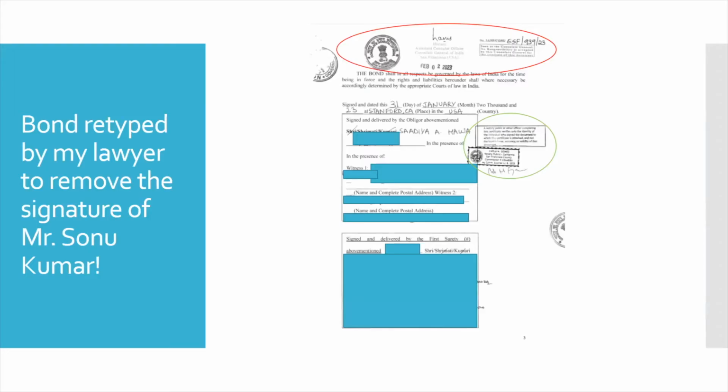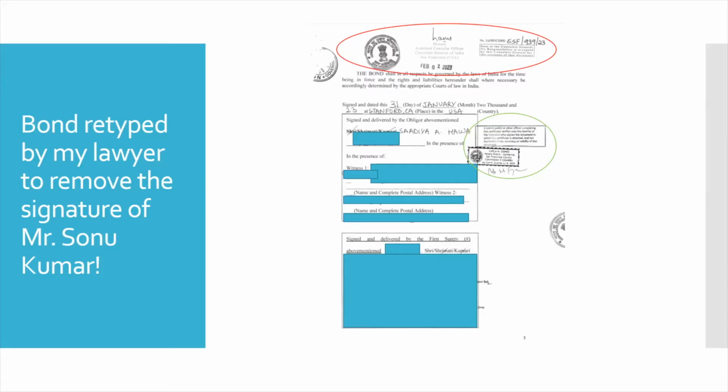So this is the page of the bond where I have signed. And actually the entire bond was retyped by my lawyer because it had those stamps of Mr. Sonu Kumar, and that wasn't allowed on the legal document. So again, this red box is where the consulate attested, and the green box is where the notary attested my signature. And the other two boxes were filled by the sureties in India. This is for the first surety, and then there's another box for the second surety.